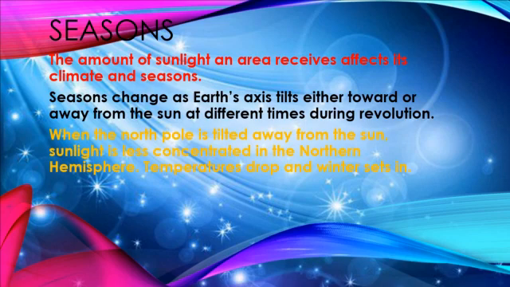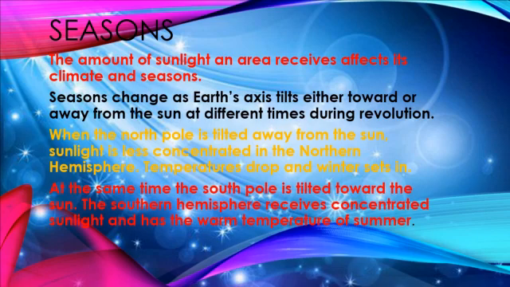When the North Pole is tilted away from the sun, sunlight is less concentrated in the northern hemisphere, temperatures drop, and winter sets in. At the same time, the South Pole is tilted toward the sun. The southern hemisphere receives concentrated sunlight and has the warm temperature of summer.